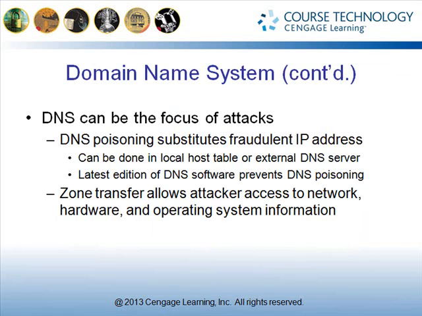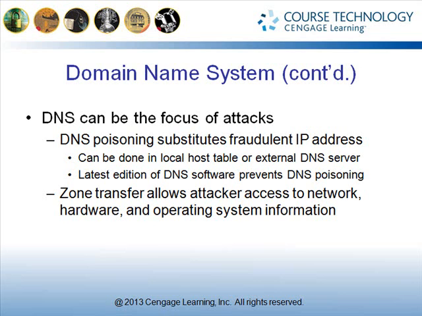Now, just like ICMP, DNS likewise can be the focus of attacks. It's pretty obvious that DNS plays such an important role today. Certainly it's going to be the focus of attacks. One type of attack is DNS poisoning, which we've mentioned previously. DNS poisoning substitutes addresses, so the computer is automatically redirected to another fraudulent device. An attacker substitutes an IP address for a symbolic name, and this fake IP address can be substituted on either the local host table or the external DNS server.